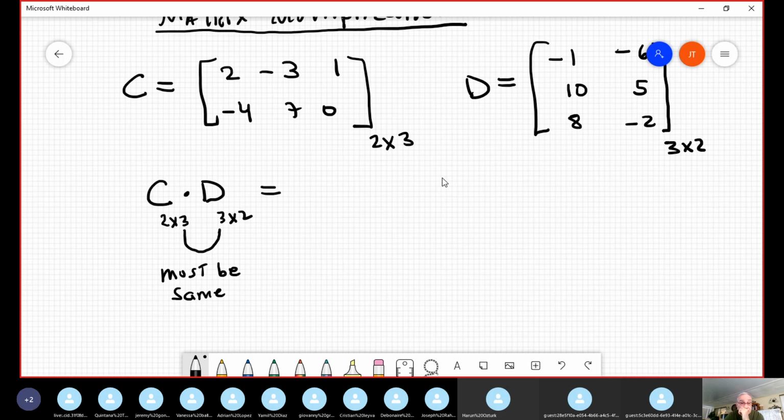And the result, let me call it CD. The answer represents a new matrix, and the dimension is 2 by 2. Why 2 by 2? Because the remaining number, look, is 2. This 2 is this 2, and this 2 is this 2.